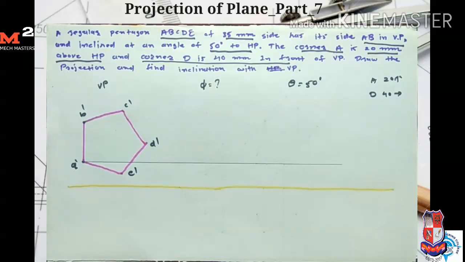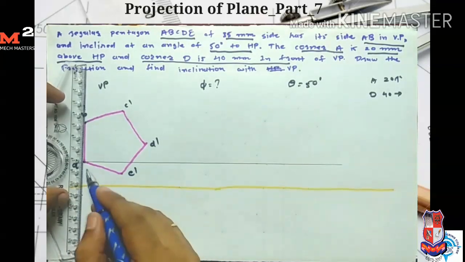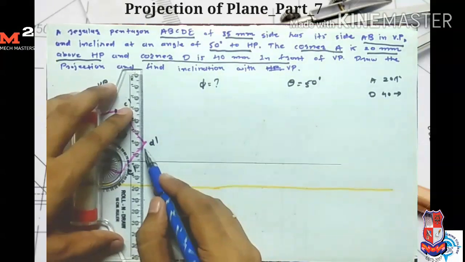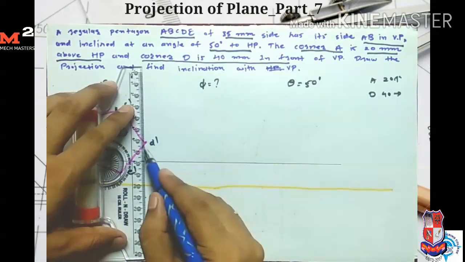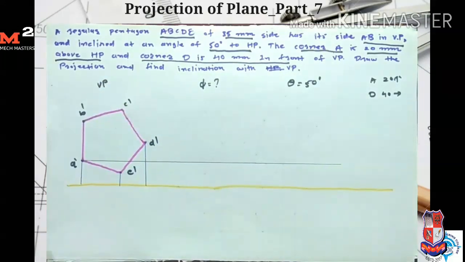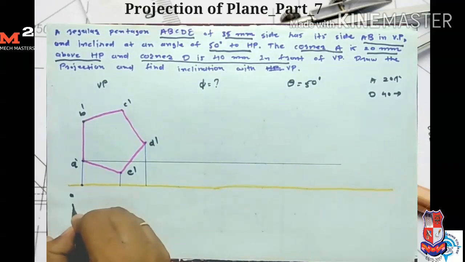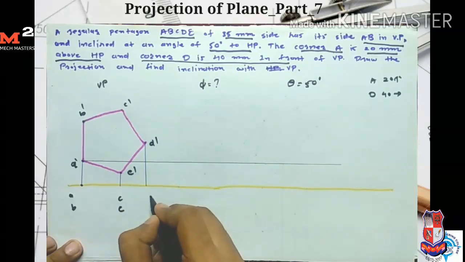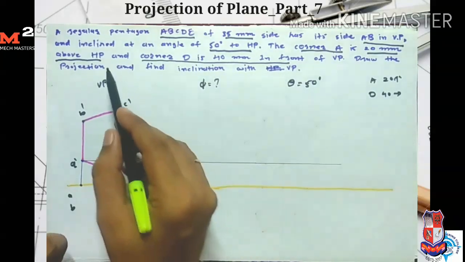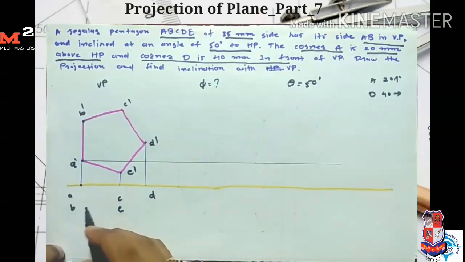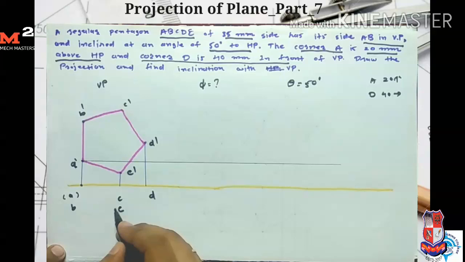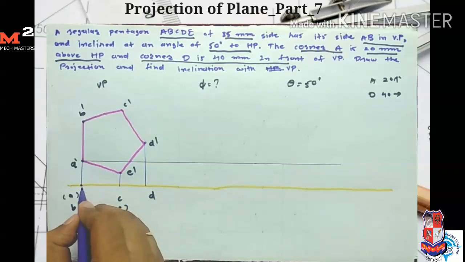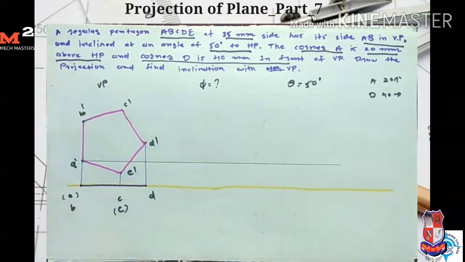Now for drawing the top view, I simply take the projection from here. So here I get my points A, B. Here I get my points C, E. And here I get my point D. If seen from the top, then points A and E are hidden points. So this line gives me the top view for the first stage.